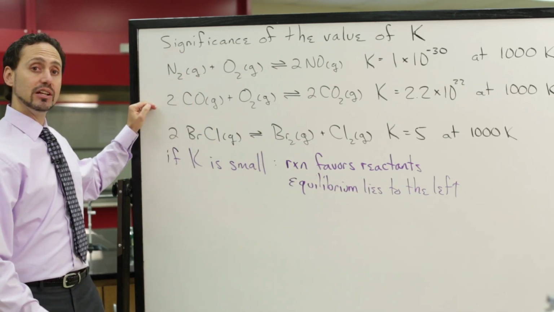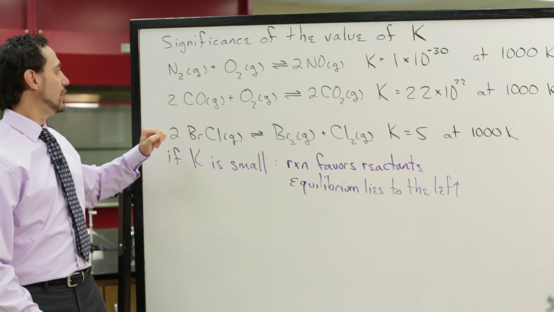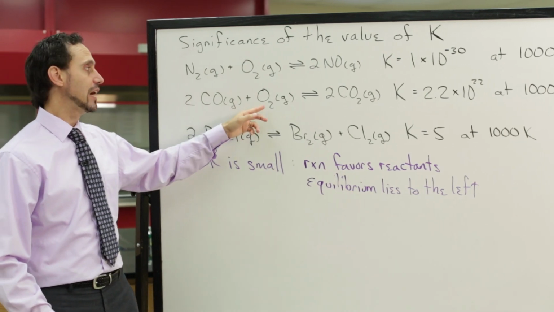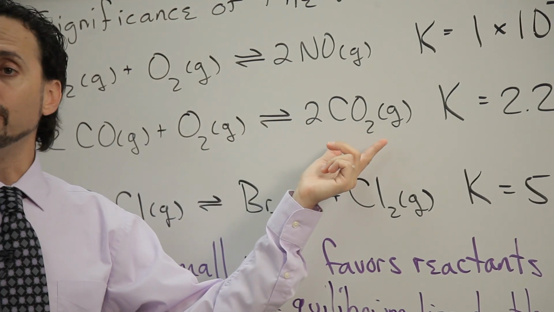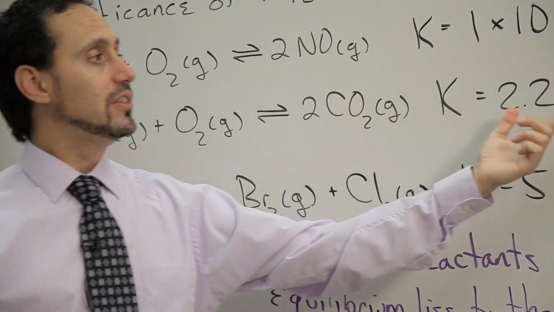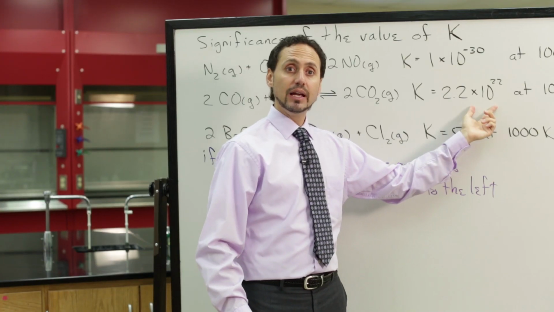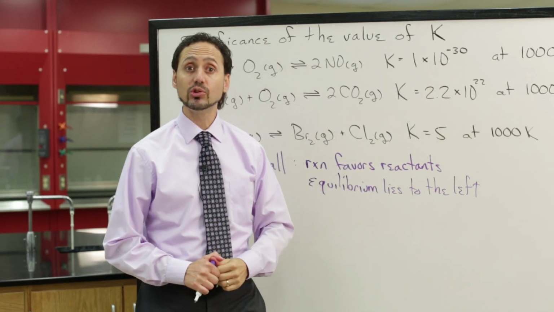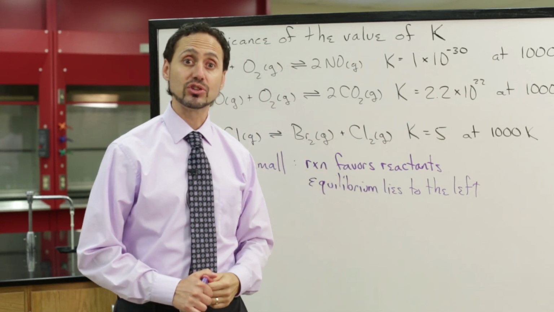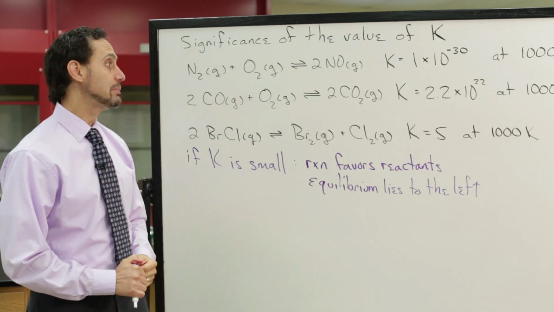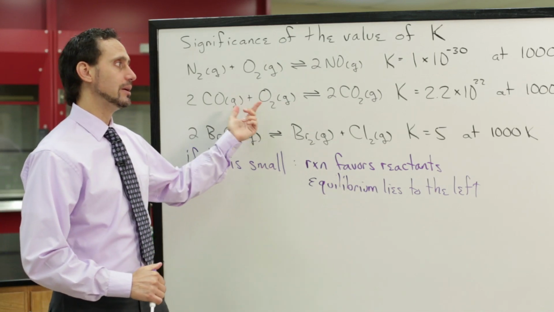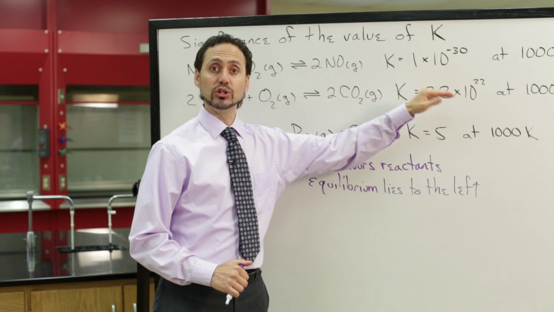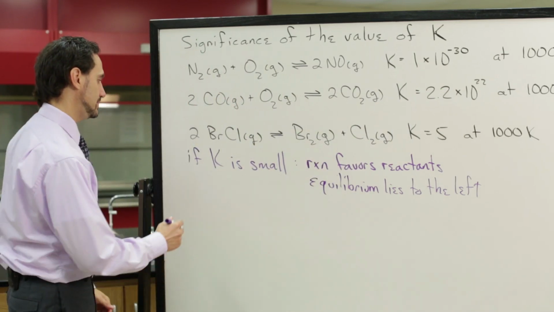Now let's look at this second equilibrium system we have, where carbon monoxide gas reacts with oxygen to produce carbon dioxide. If we look at this equilibrium constant, it's a very large value, 2.2 times 10 to the 22nd, very much larger. So what would a chemist say about an equilibrium that has a very large value for the equilibrium constant?